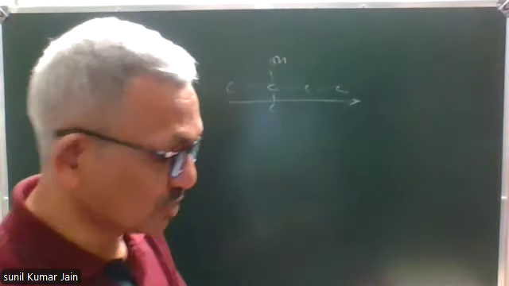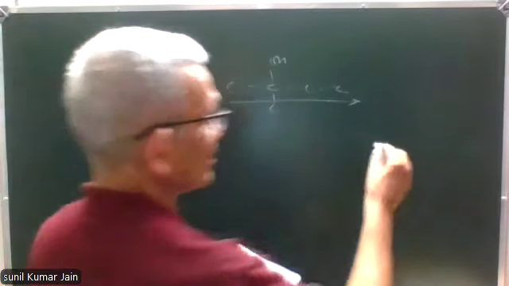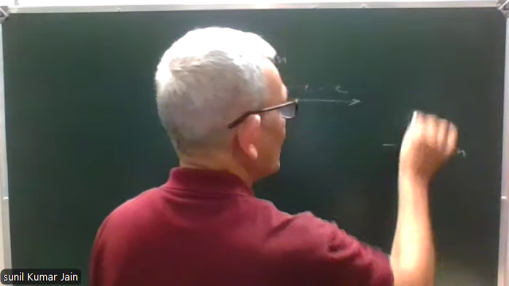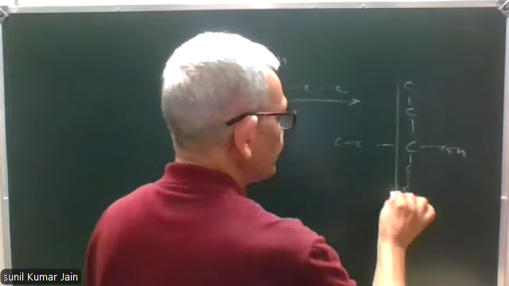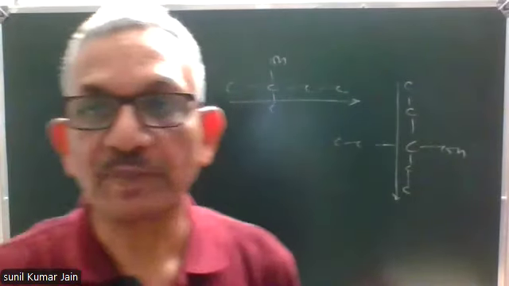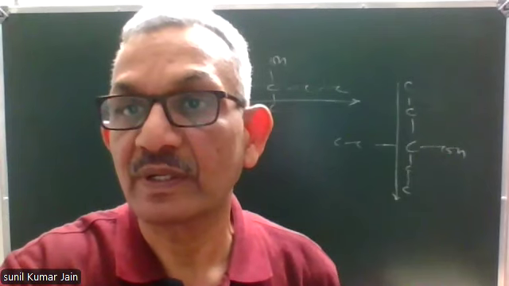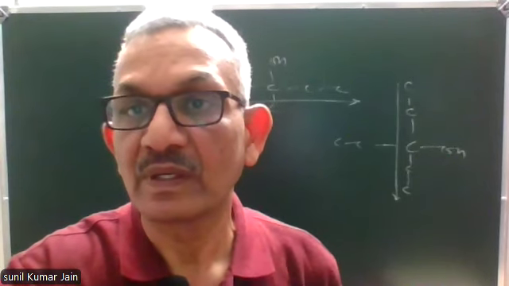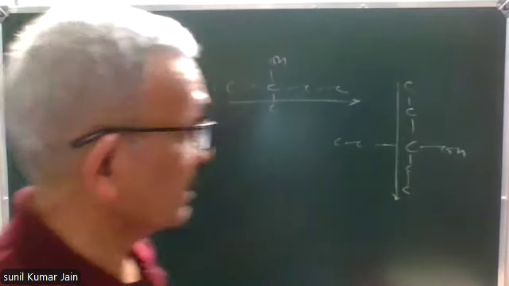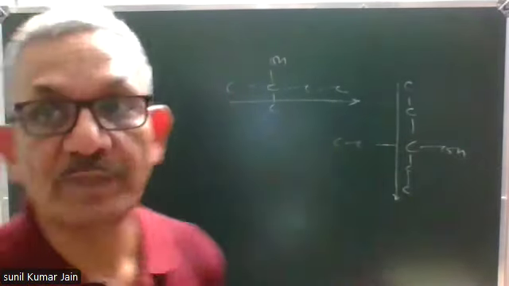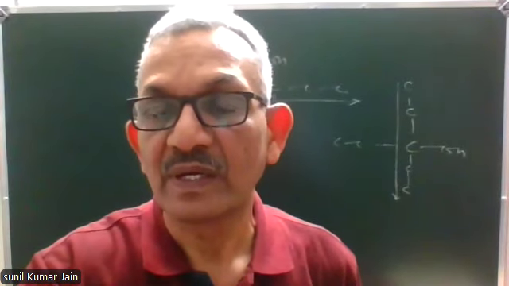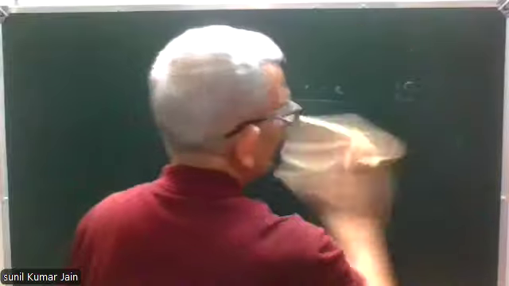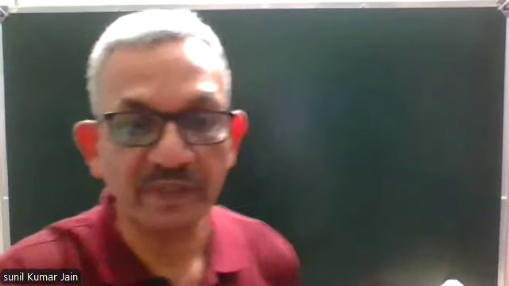Next, C2H5 thrice COH. 1, 2, 3. This is the longer chain. IUPAC name is 3-ethyl 3-pentanol, and this is tertiary alcohol. Next. Oh, only two were to be explained.